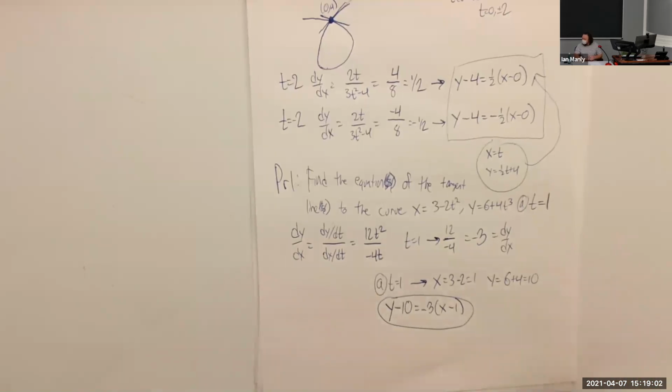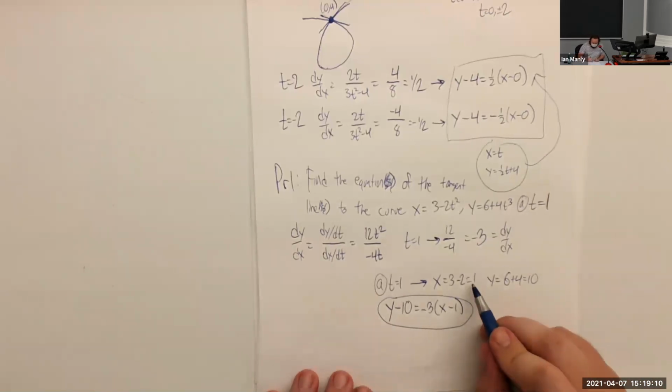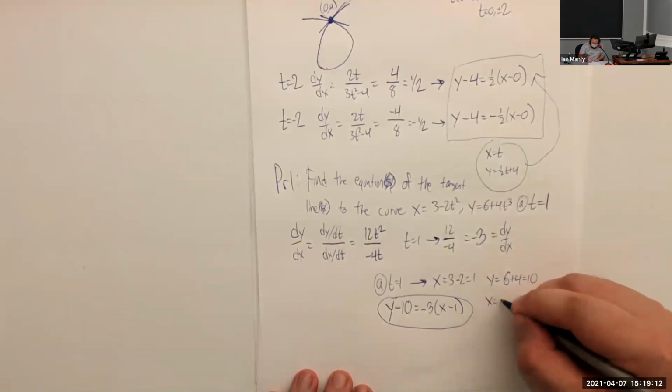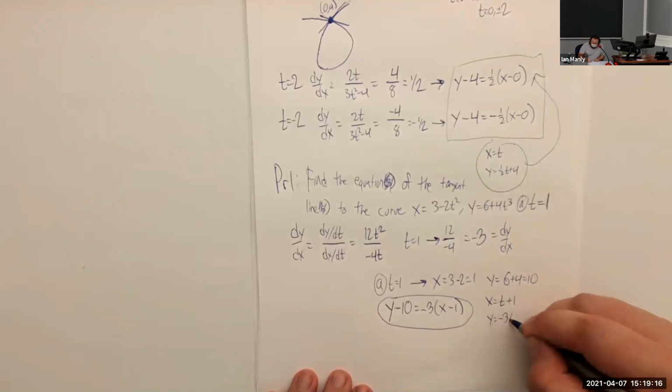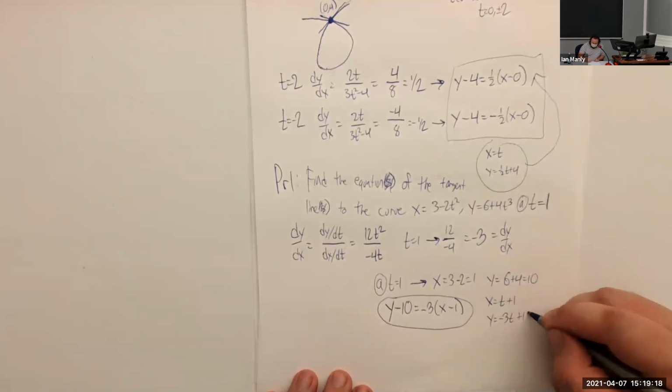Oh, Canvas wants parametric. Let's see here. So since we have the point 1, x might be t plus 1, and then y might be negative 3t plus 10. Is that an option?